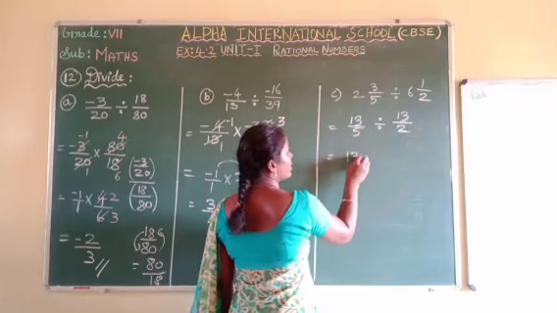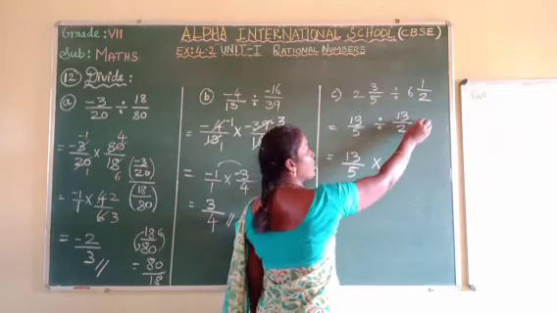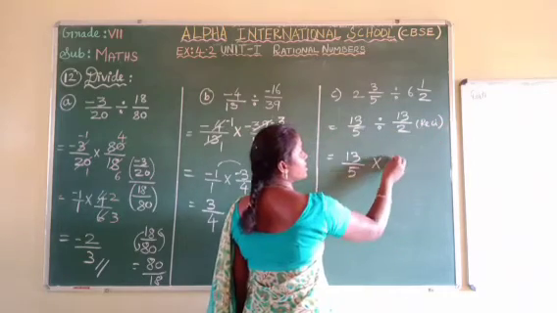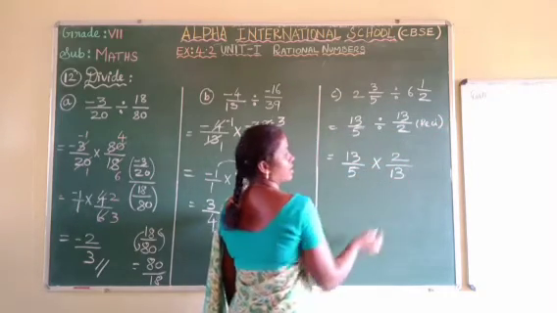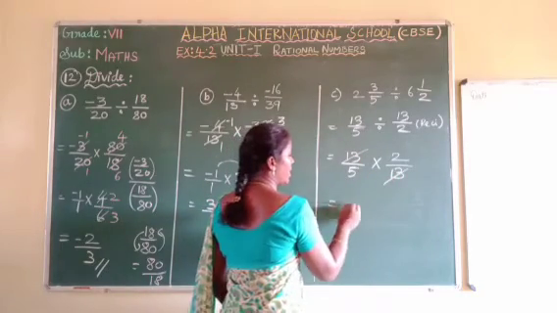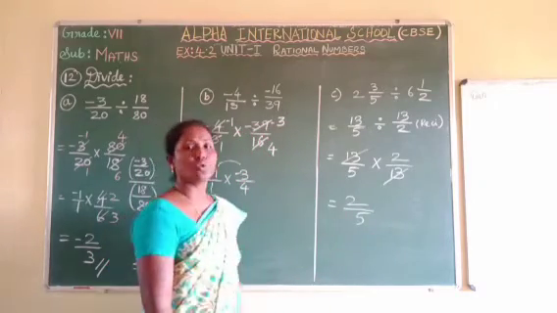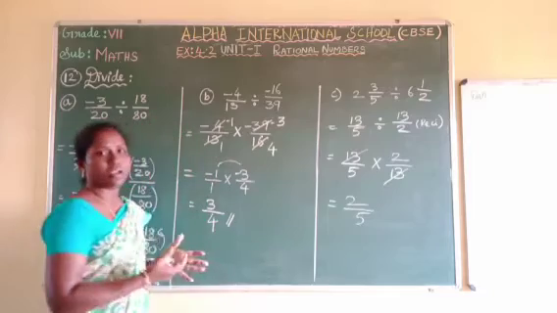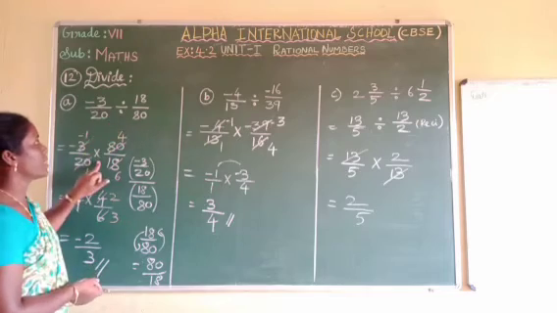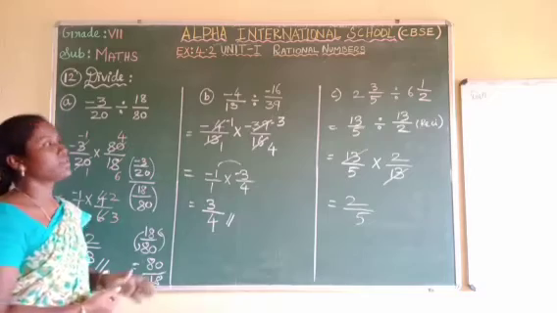Now what we have to do? 13 by 5. Change the symbol to multiplication and take the reciprocal of the second number. Change the reciprocal to 2 by 13. Anything to simplify? 13 and 13 will directly simplify. So the final answer is 2 by 5. 2 by 5 does not have any common factor other than 1. So the answer is 2 by 5. So whenever you are getting any two rational numbers to divide, use this procedure. Make the division symbol a multiplication and take the reciprocal of the second number and then go with the process of multiplication, you will get the answer.